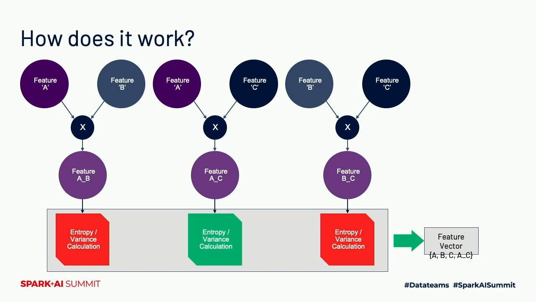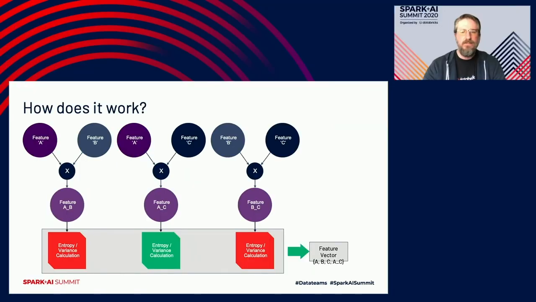And we're calculating entropy for classifiers. We're calculating variance for regressors. And we go through and do some checks, which we'll talk about on the next slide, about which ones to keep and which ones not to keep based on our settings.